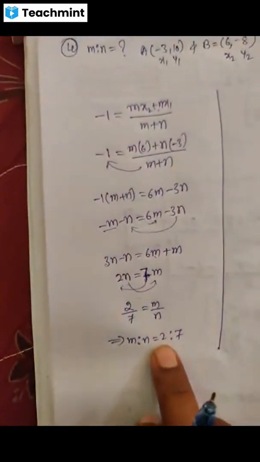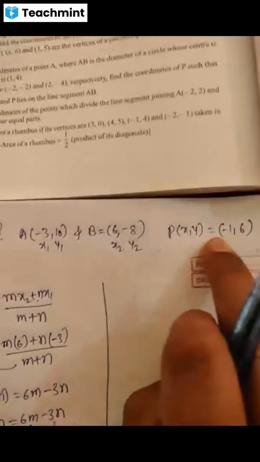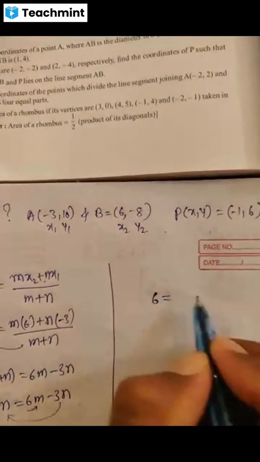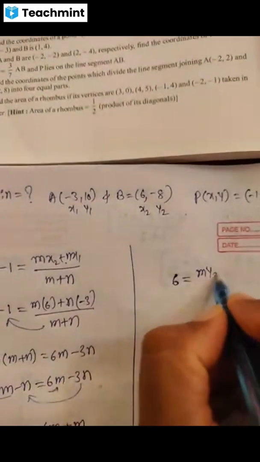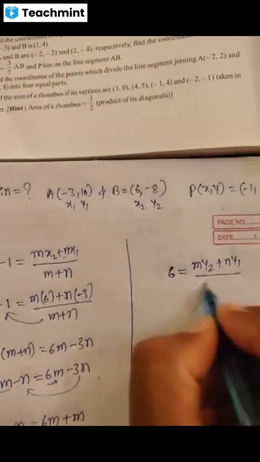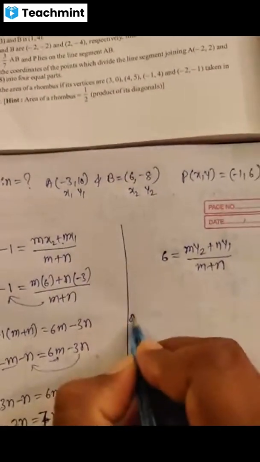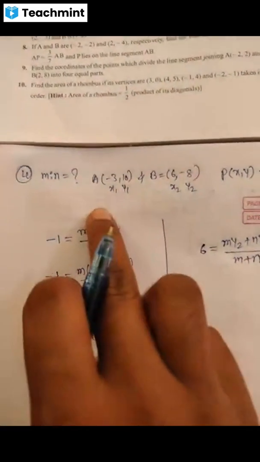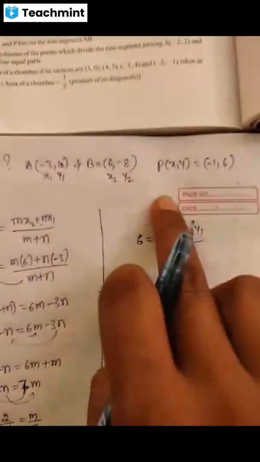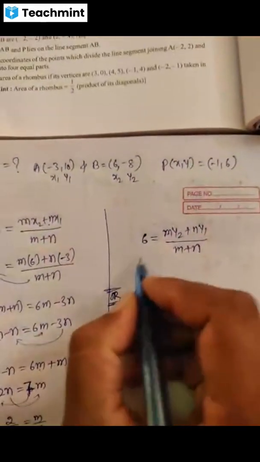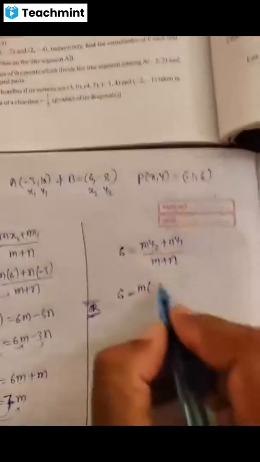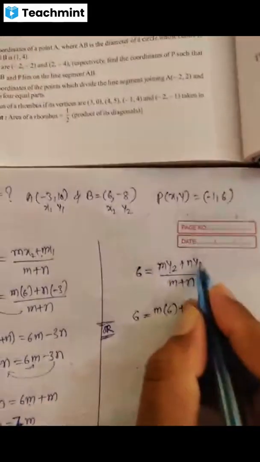In the same way, you can also find the m is to n ratio by using the y coordinate. Here the x coordinate is -1 and the y coordinate is 6. So 6 is equal to (my2 plus ny1) divided by (m plus n). You don't need to solve both; you can solve by using the x coordinate or by using the y coordinate. See what will happen. So 6 is equal to m into y2, which is what? 6, plus n into y1, which is what?